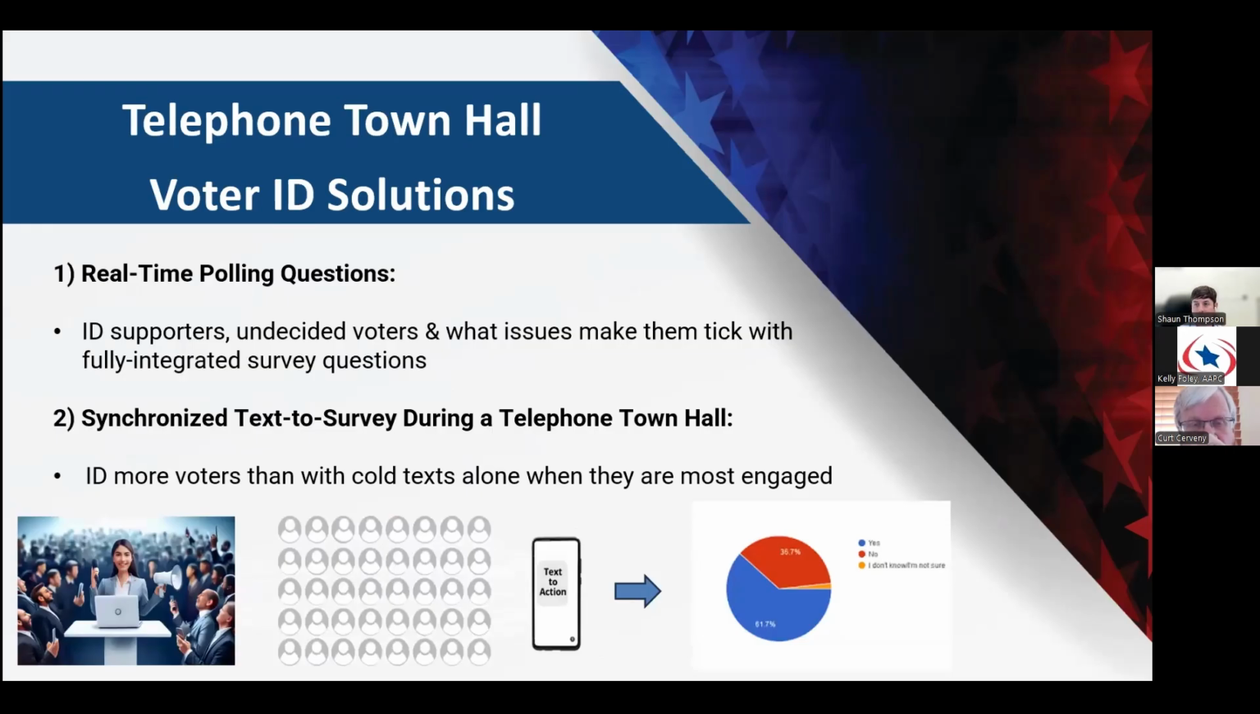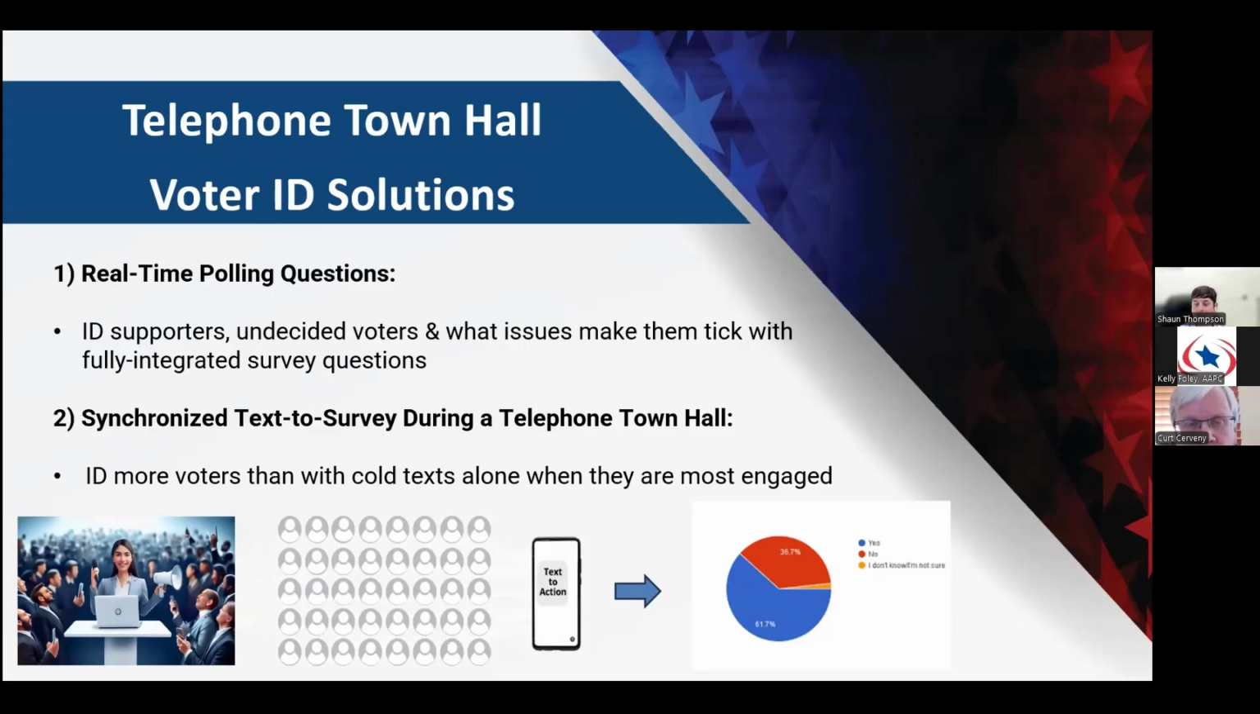The other voter ID solution that we're going to talk about that's new is the telephone town hall text to survey. In the classic telephone town hall event, we can do real-time polls during the teletown hall, basically a five answer multiple choice question. Press one if you plan to support my candidacy on election day. Press two if you're undecided. Press three if you're not going to support me, you're going to support another candidate.